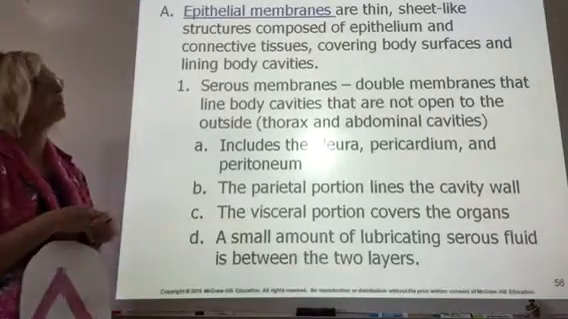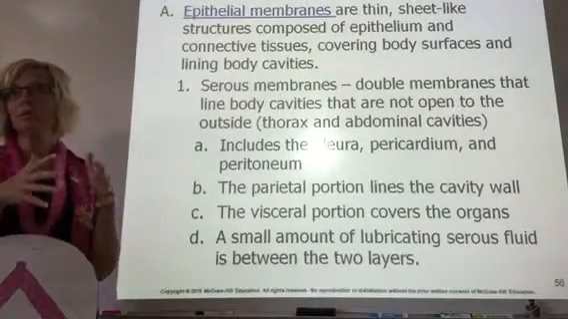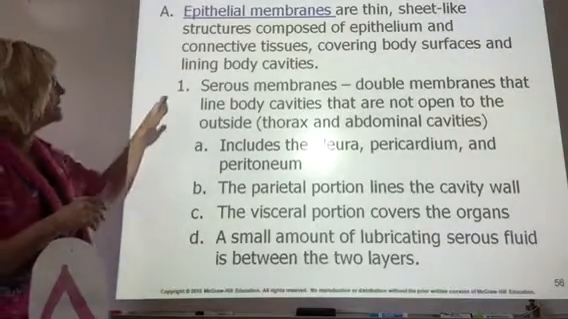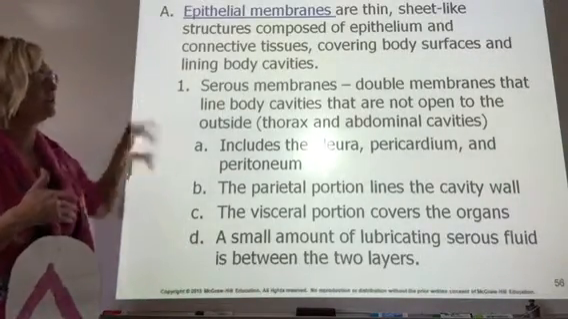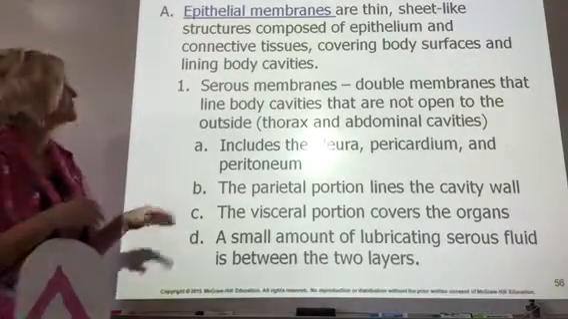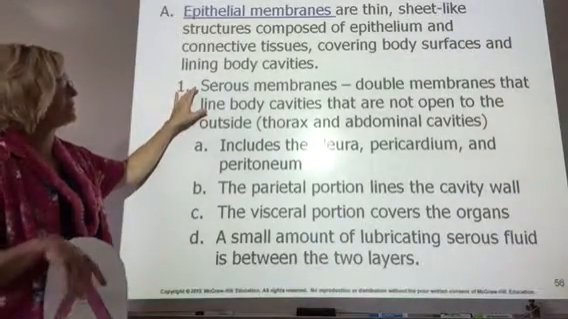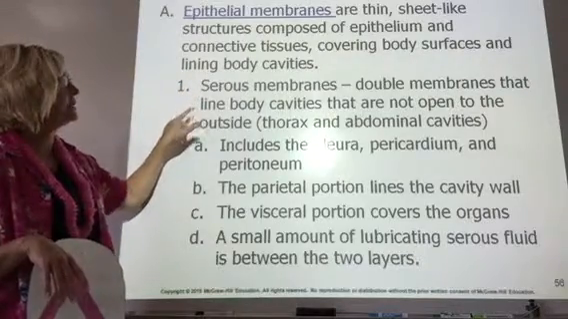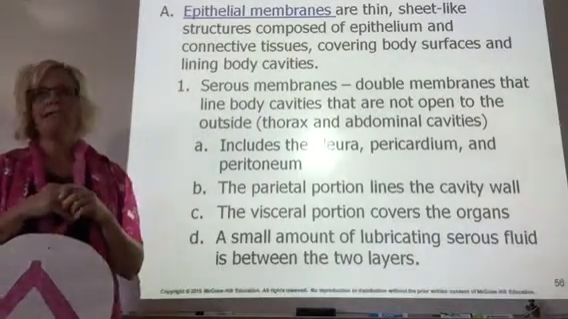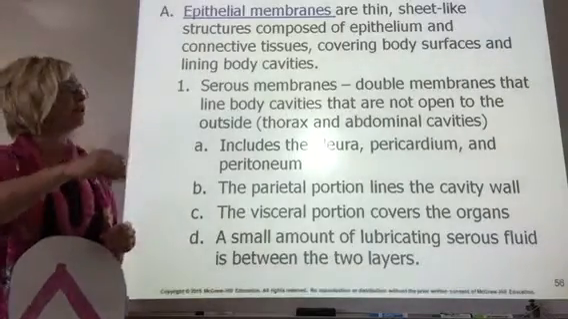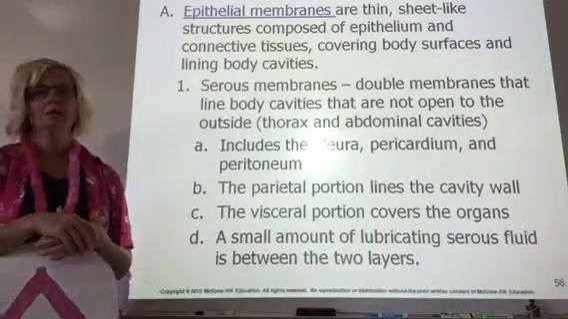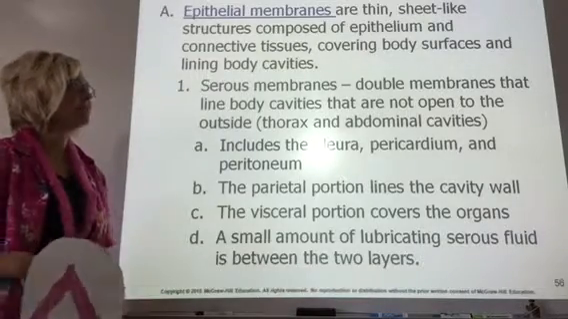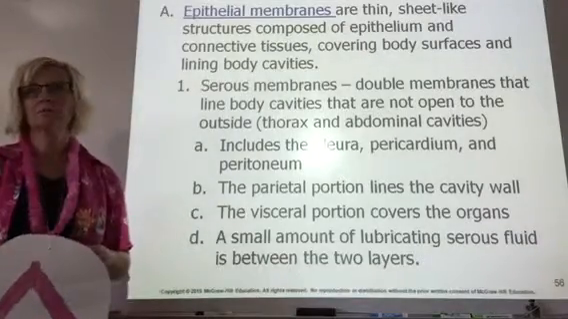So here again we would be looking at lining of organs and cavities, skin, and these different membranes are going to be built differently and have different jobs. So if we look at a serous membrane, it's a double membrane that lines body cavities that do not open to the outside. So like your thorax, abdominal cavities are going to have serous membranes.